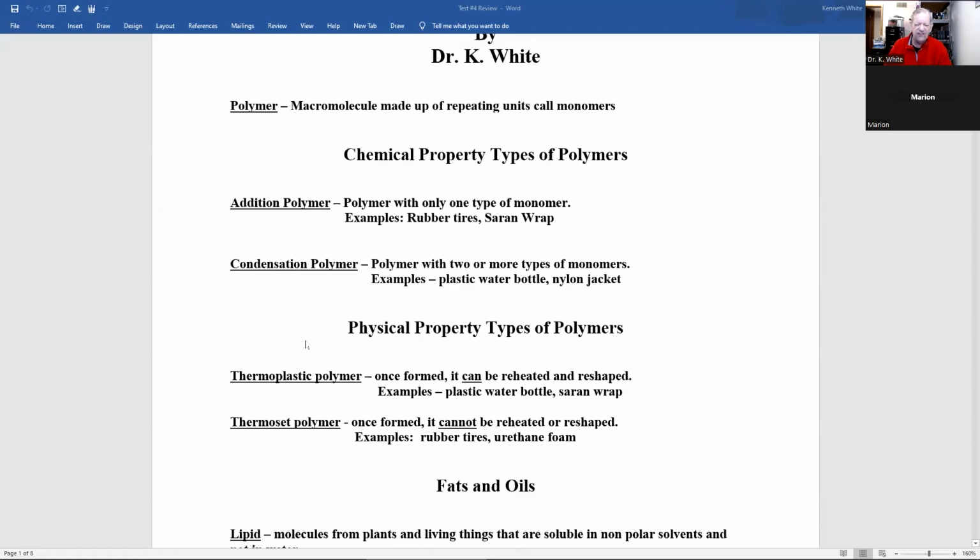Now, a condensation polymer is a polymer with two or more types of monomers. And think of condensing, bringing two things together. An example of a condensation polymer is this polyester, my water bottle. And if you had a nylon jacket, which I'm not wearing now, that would be a condensation polymer.